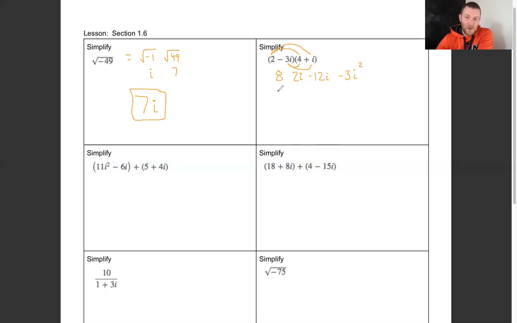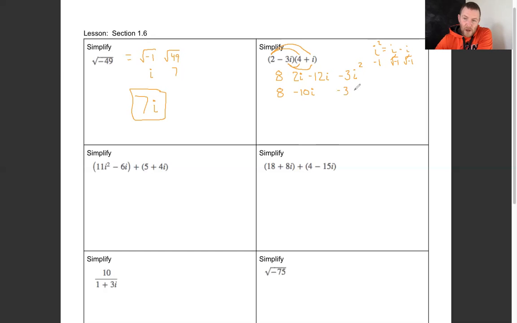Okay, now let's simplify. 8 doesn't combine with anything. 2i and negative 12i becomes negative 10i. And then 3i squared. Well, what do I do with i squared? Well, i squared is equal to i times i. And i is square root of negative 1 times the square root of negative 1. And the square root of negative 1 squared, or times each other, these just go away. It's negative 1. Okay. So i squared is negative 1.